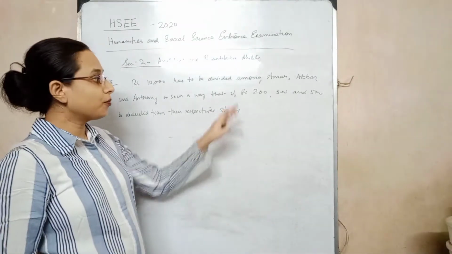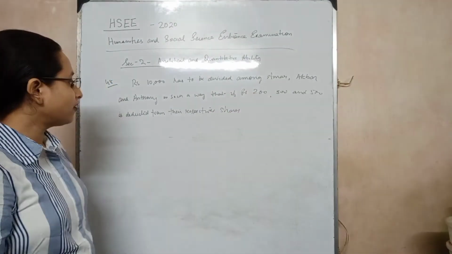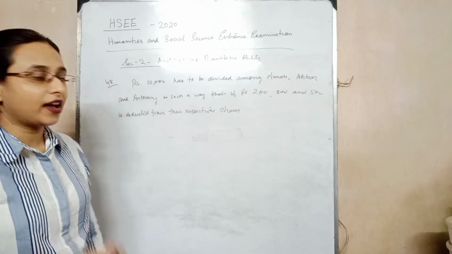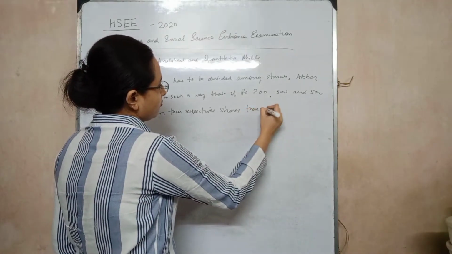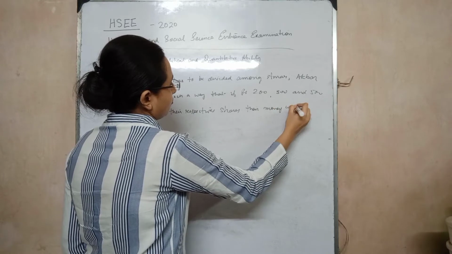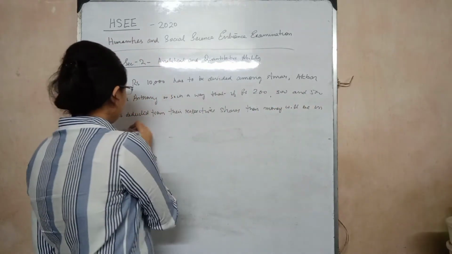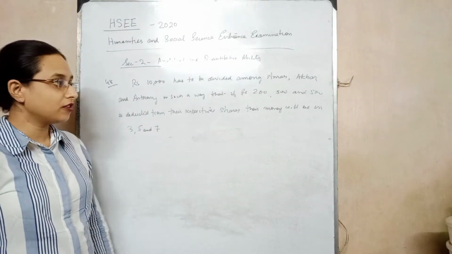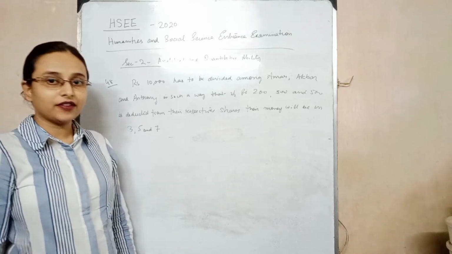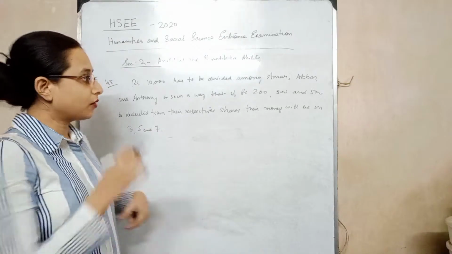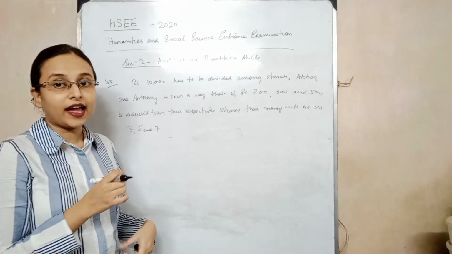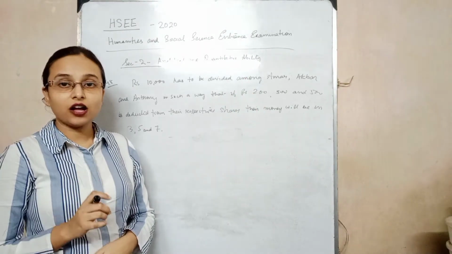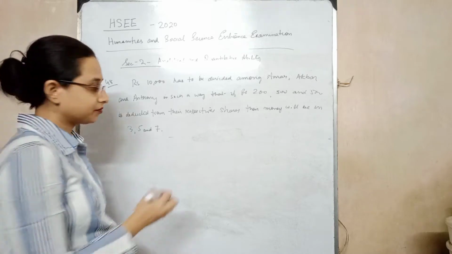their money will be in the ratio of 3:5:7. So this is the question. The people are Amar, Akbar and Antony, and the money deducted is 200, 300, 500. Find Akbar's share in rupees 10,000.